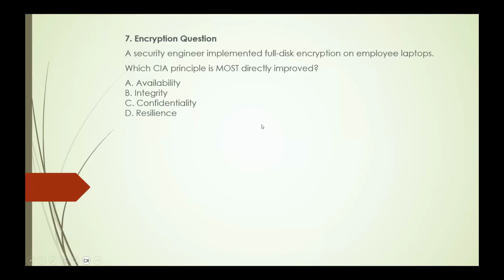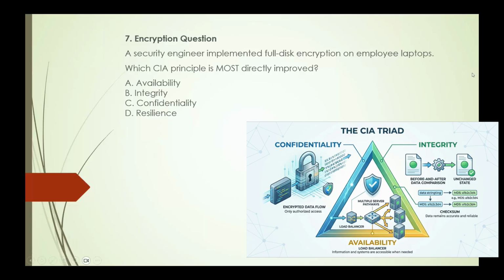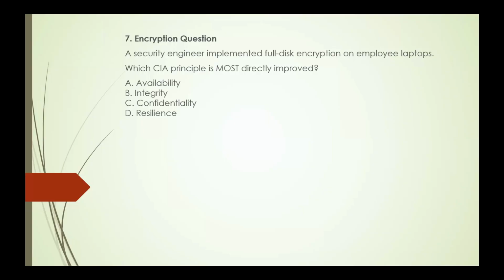Next is an encryption based question. Let's take a security engineer who implemented full disk encryption on employee laptops. Which CIA principle is most directly improved? Is it availability, integrity, confidentiality, or resilience? This is about encryption. Because encryption protects sensitive information from unauthorized access, this is nothing but confidentiality. C for confidentiality.